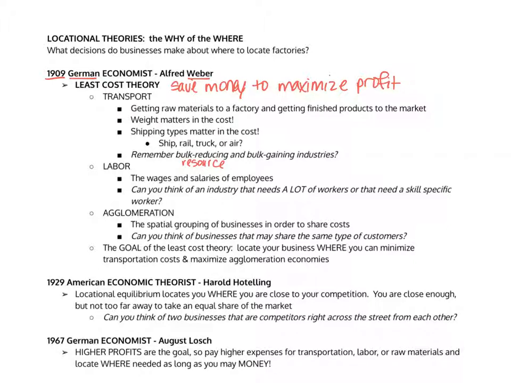Okay, and then bulk gaining, you're close to what? The consumer. Yeah. So he says whichever one is going to be cheaper, that's the one you locate next to. Then he says for labor, if you're labor intensive, like what type of industry? Textile. Yeah. So if you're like the textile industry, then you're going to be spending a little bit more on labor.